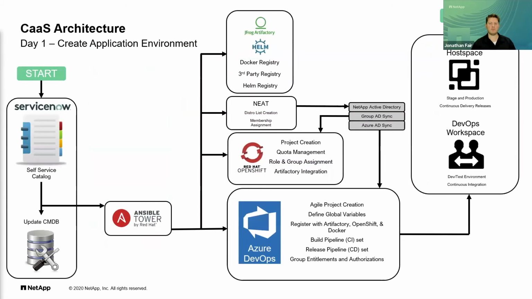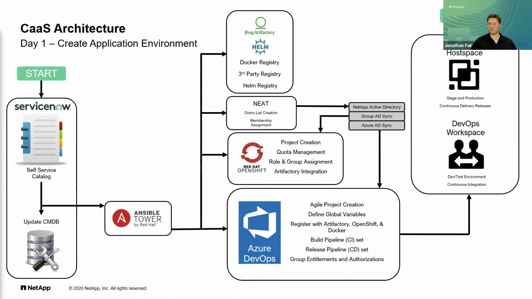Once the user clicks submit, ServiceNow will create the CIs in our CMDB and kick off the playbooks in Ansible Tower. Our playbooks will create Docker repositories, and Active Directory groups for developers, leads, DBAs, and operations to manage access and perform approvals. It then creates OpenShift projects with roles assigned to those Active Directory groups. An Azure DevOps project is created with repositories, service connections, variable groups, and pipelines. And finally, the workspace and host spaces are created.